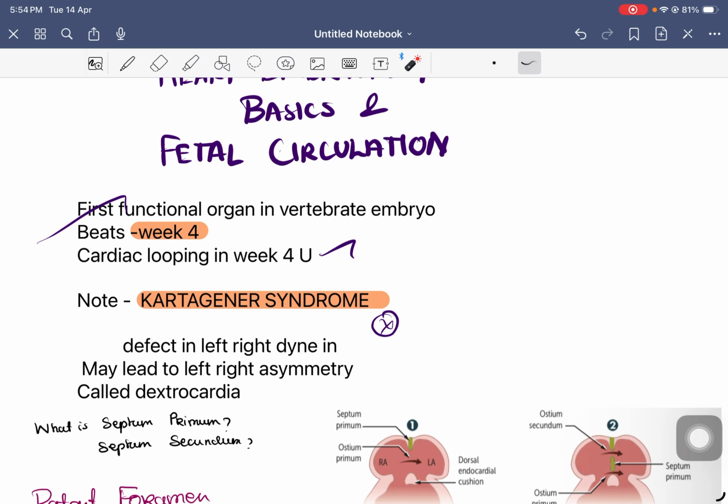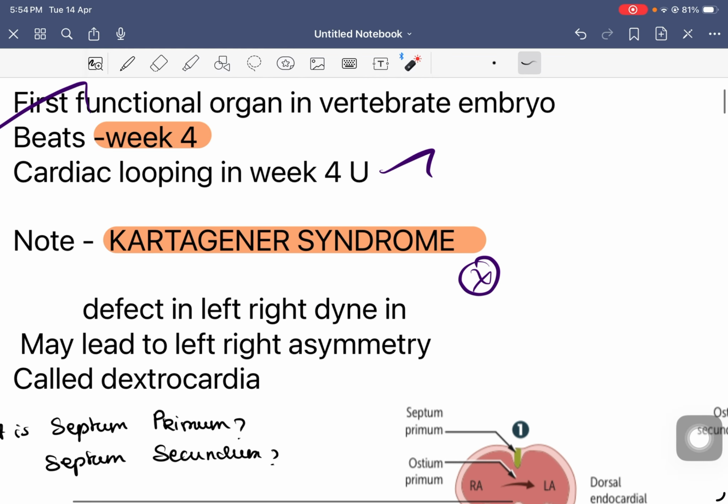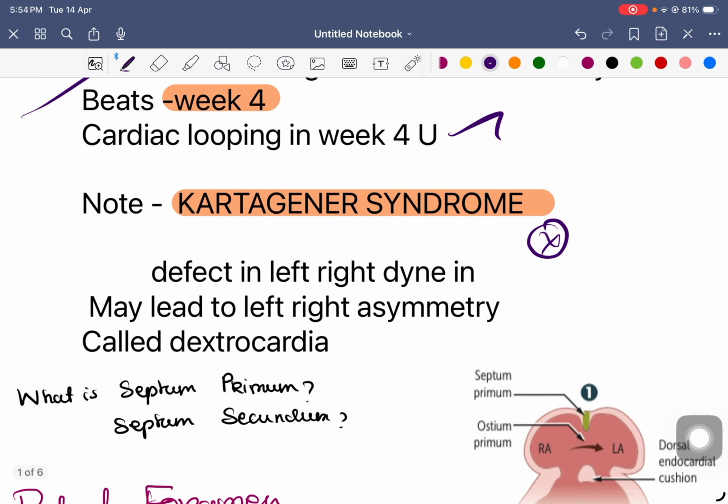So do we all know what is Kartagener syndrome? It is one of the most important points to know, which is nothing but defect in the left-right dynein and it may lead to left-right asymmetry of the heart. So the heart here is not symmetrical. So it looks like dextrocardia. It is rotated in the other way around.